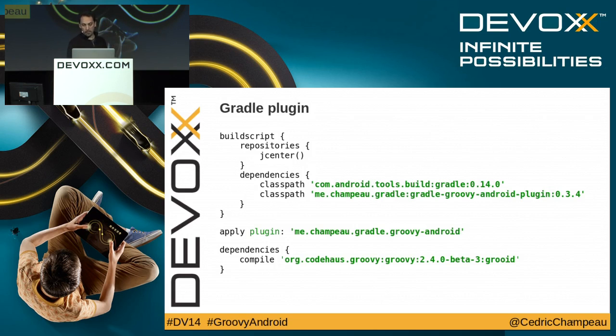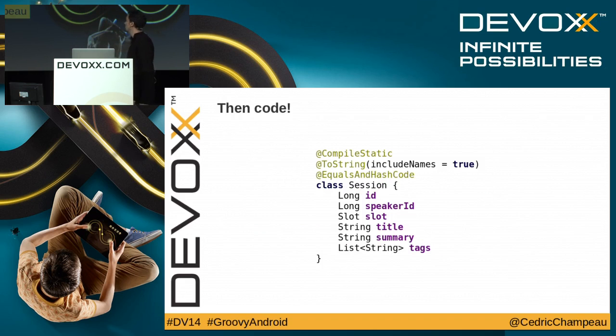What does it mean to code in Groovy? Well, I can use all the features of Groovy. So I will put compile static because by default, okay, I'm on a mobile device. And then I'm using the ToString annotation, a feature from Groovy, and the ToString annotation with includeNames would just generate the toString representation of that bean.